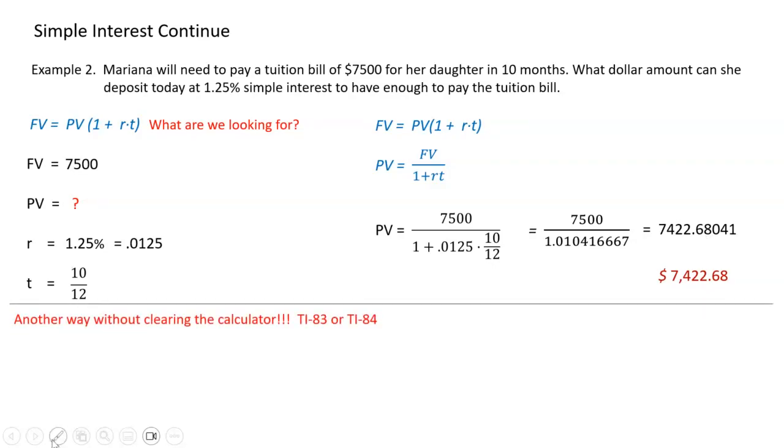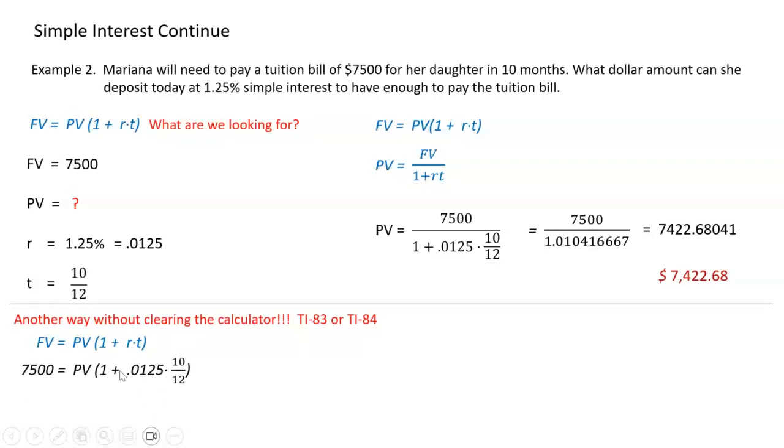Okay, now another way, without clearing the calculator. Because I remember when I took this class, I would have to stop the calculator and just do it how I did it here. But I found an easier way that's more friendly for students using a TI-83 or a TI-84. So we're going to keep the same formula. This way, you guys don't have to remember too many formulas. So we keep the same formula, which is the future value equals present value, parentheses 1 plus RT, close parentheses. So as we plug everything in.